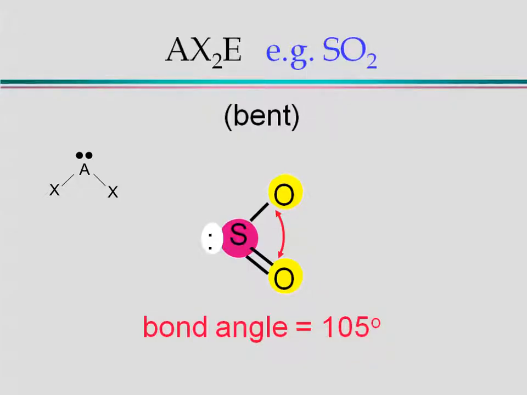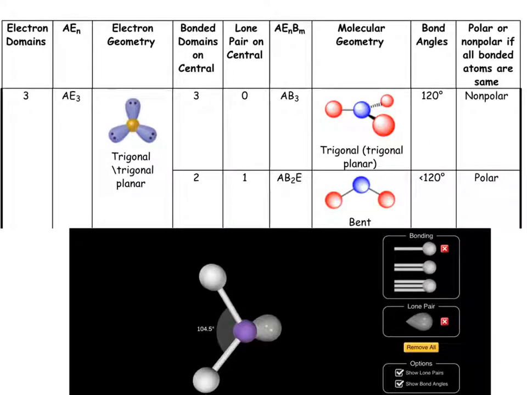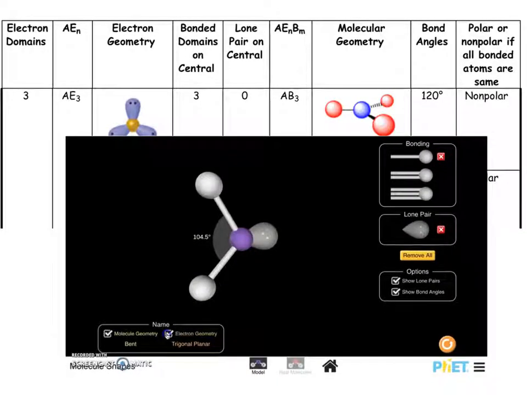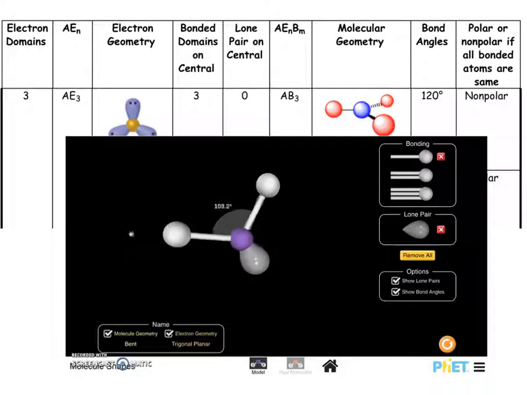All right, now if you swap one of the bonded atoms out for a lone pair, you're going to be in the bent region here, which is going to have less than a 120-degree bond angle between the bonds.